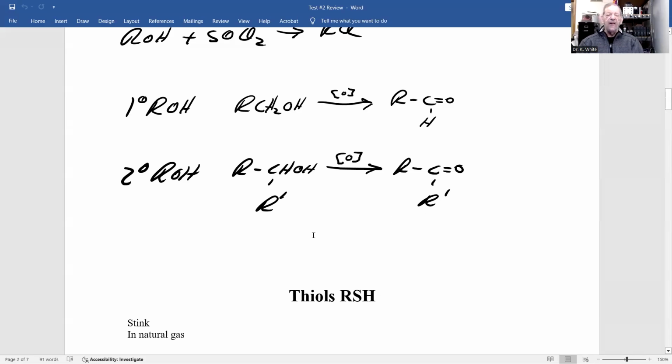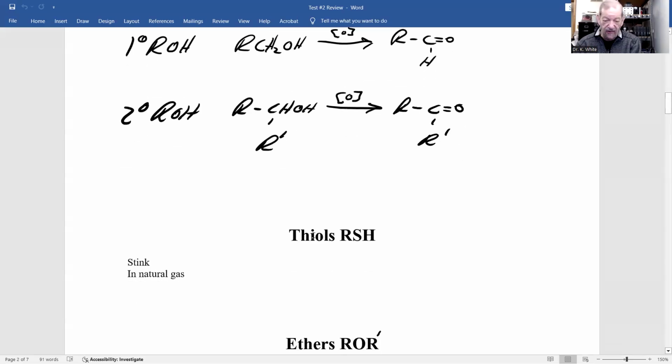Now, tertiary alcohols cannot be oxidized. However, I will never put on my test where I ask, give the product or products, and the answer is no reaction. I will never do that. I don't think that's right. If I ask you what's the product, there should be something made. So that reaction of a tertiary alcohol oxidized, I'll never put on a test or final.